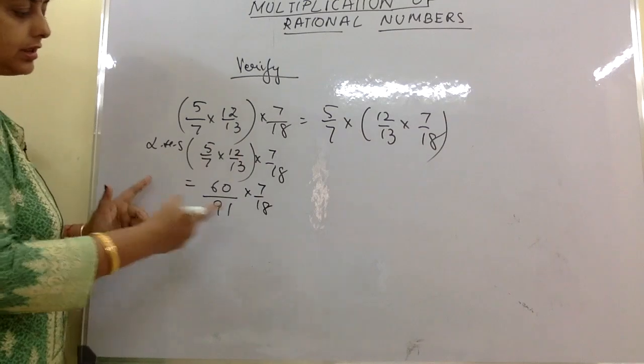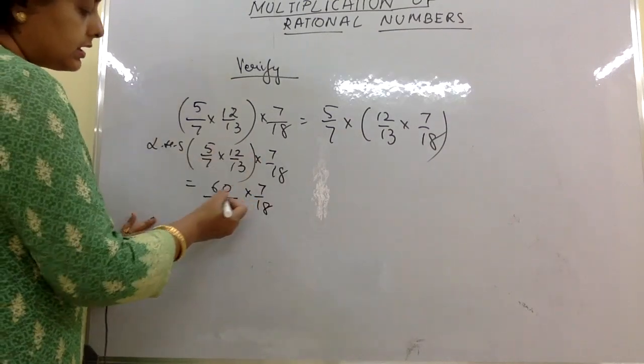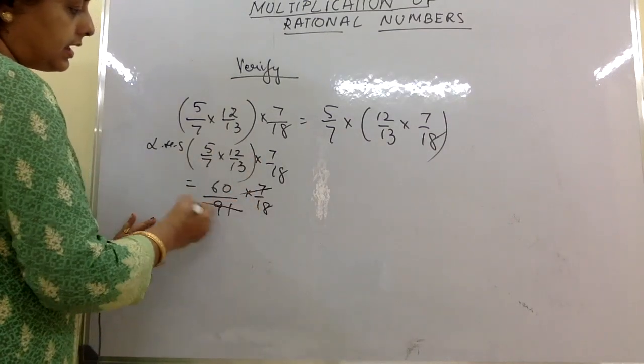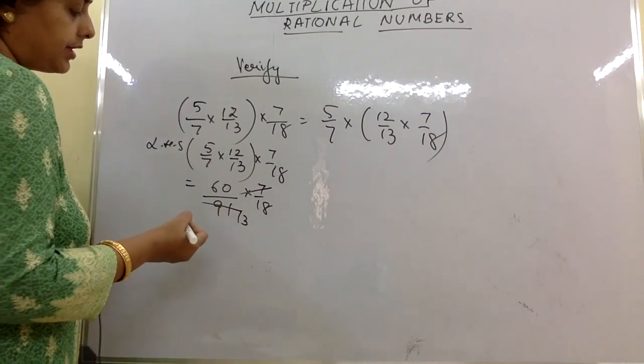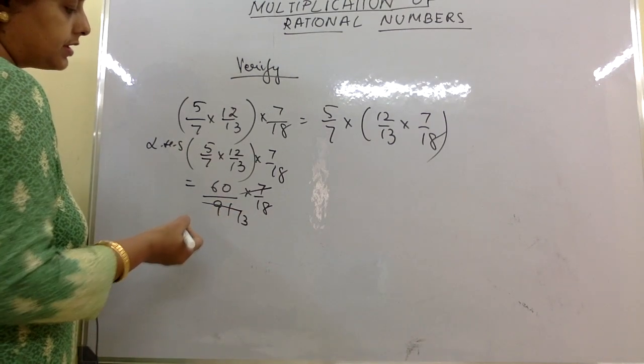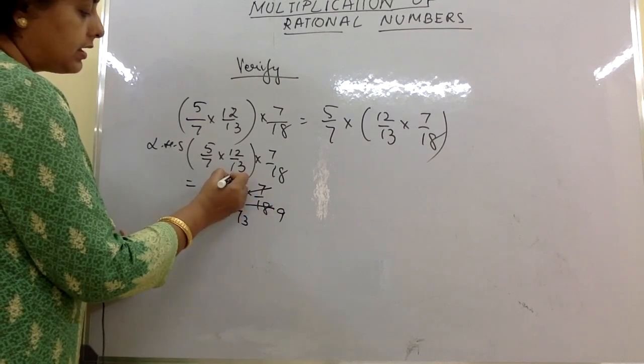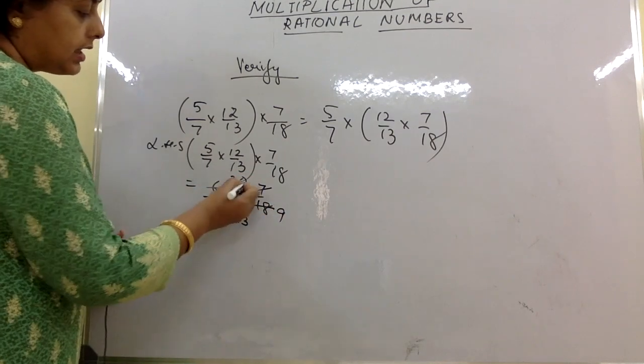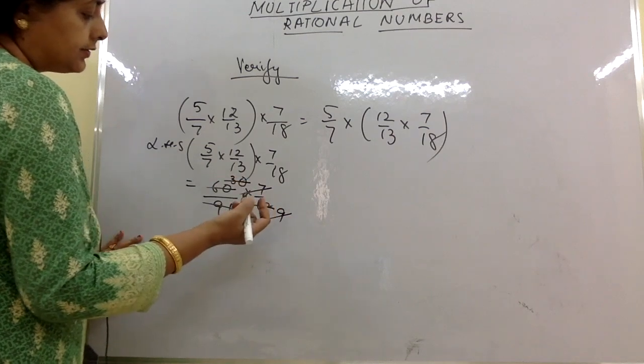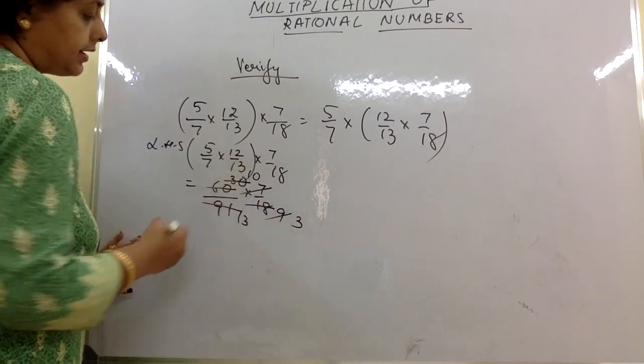Now I think we can think of cancelling. So this is 7 and this is 13. 13 sevens are 91, and then this with a 2, 9 and 30, and again this is a 3 and a 10.